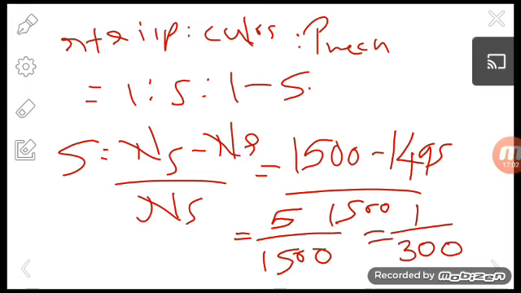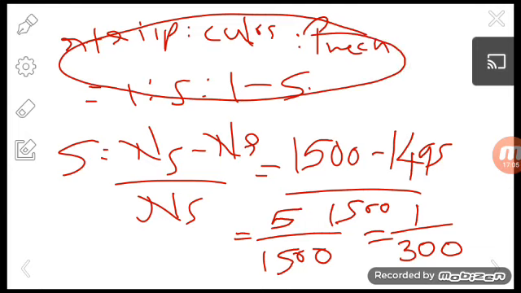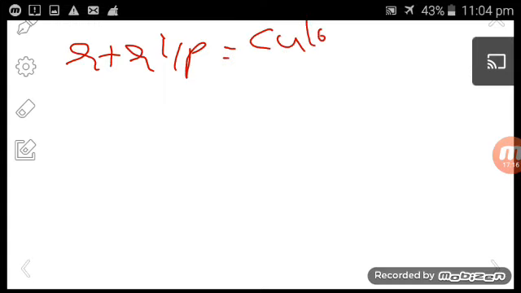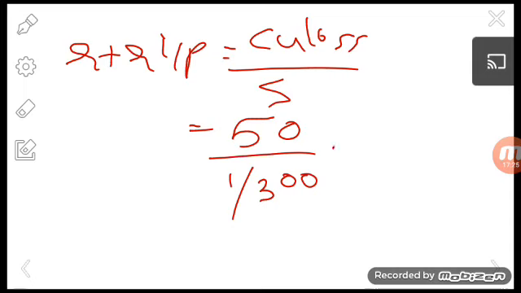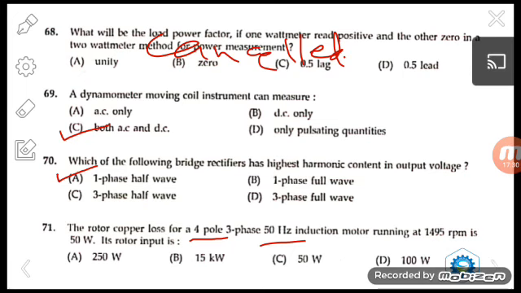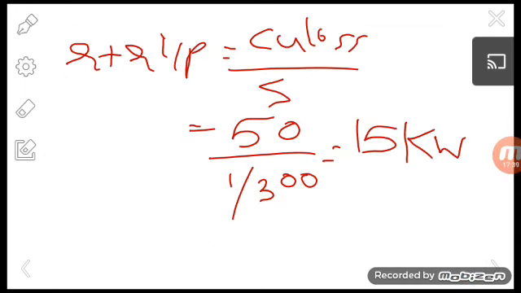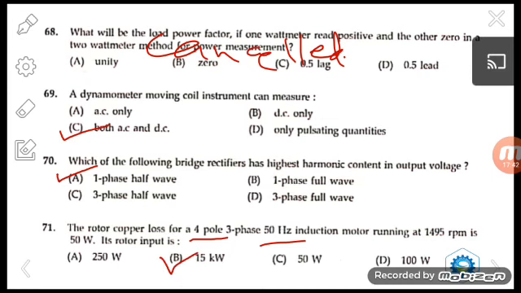Using this relation, the rotor input value will be equal to the copper loss divided by the slip. So copper loss is 50 watt, 50 by 1 by 300, we will get it as 15 kilowatt. So option B is correct.